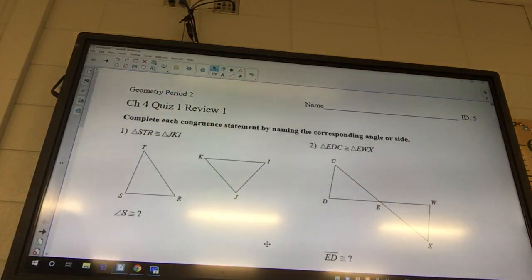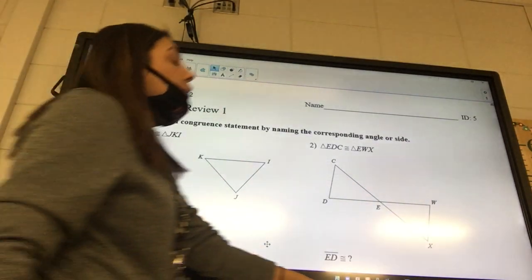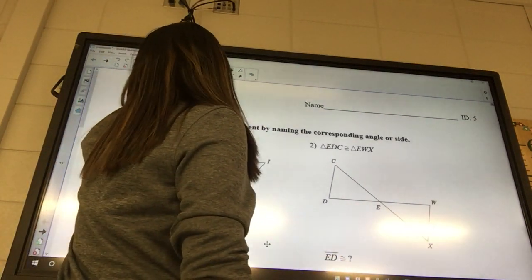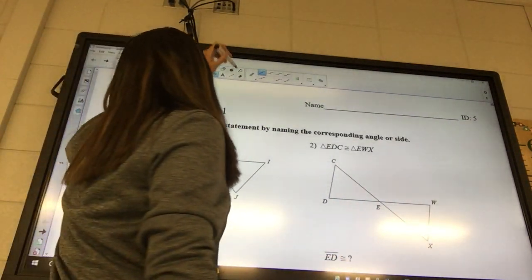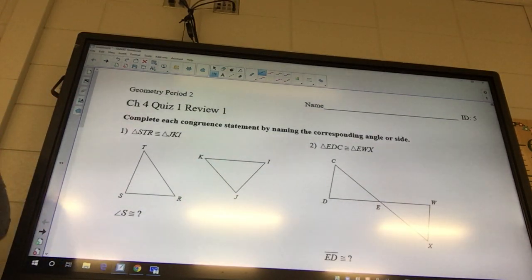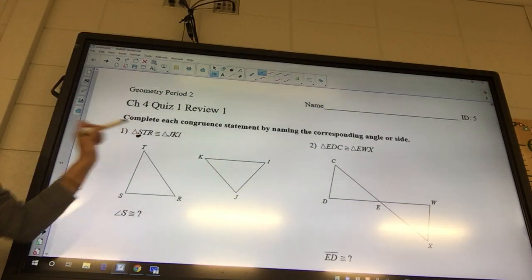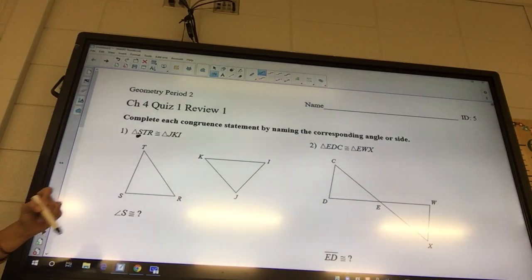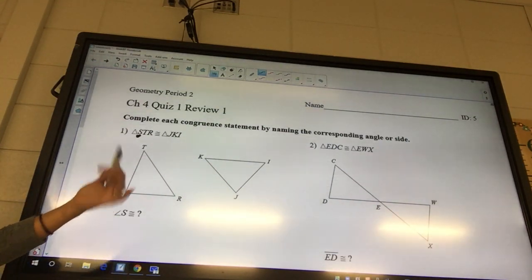Okay, so you're going to have to look at the very first one, and it gives you the congruent statement, but it's kind of hard to tell which angles go to which angles. So you're going to have to mark or look at what place value S is in. It's in the first one. So what is the first one on the other one? J. And so do you really need to mark anything?